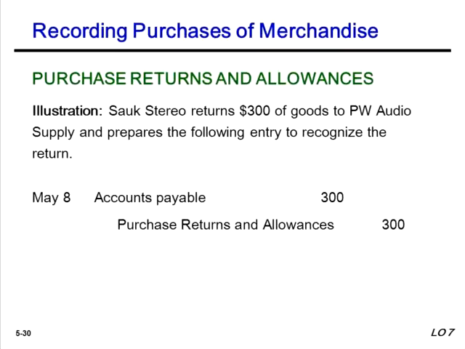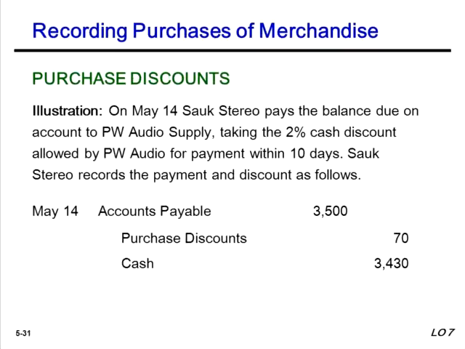SOC Stereo returns $300 of the goods to PW Audio Supply and prepares the following entry to recognize the returns. SOC hasn't paid PW yet, so they're going to debit accounts payable and credit purchase returns and allowances for $300. Alright, now we have an example of a purchase discount. On May 14th, SOC Stereo pays the balance due on account to PW Audio Supply, taking the 2% cash discount allowed by PW for payment within 10 days. SOC Stereo records the payment and the discount as follows.